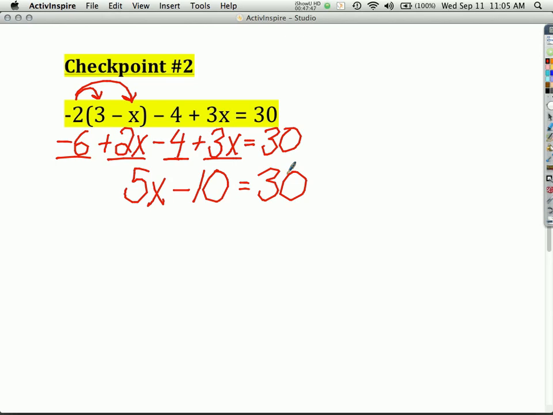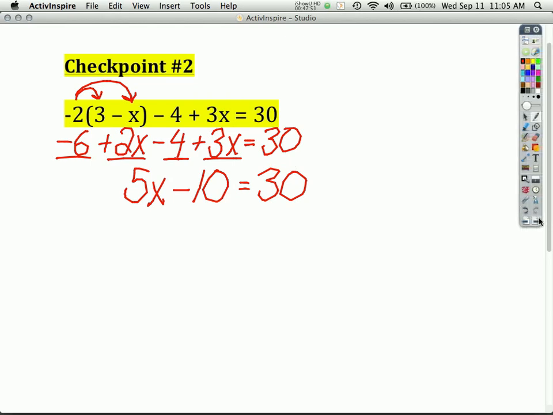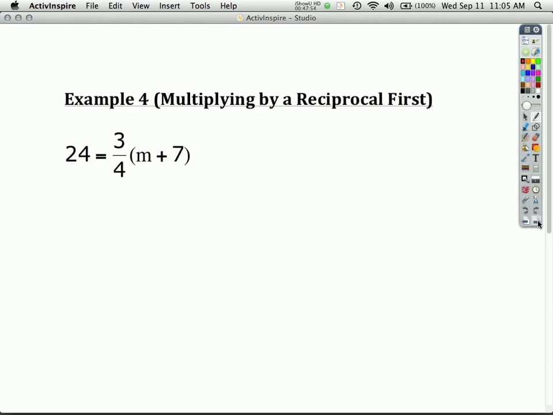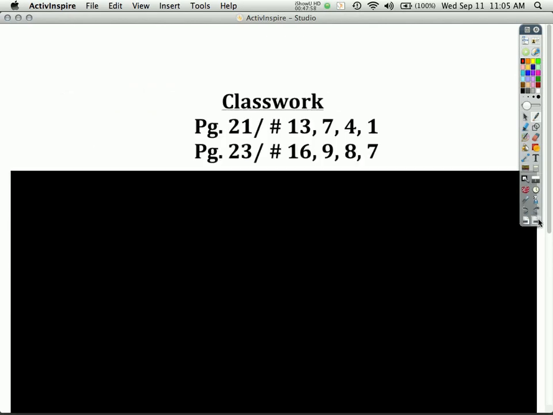Found your mistake? Anyone else have questions? Okay, I do have one more example, but I'm actually going to skip it for now, and I'm going to teach you how to do it during the classwork. So everyone, draw a line across your paper.